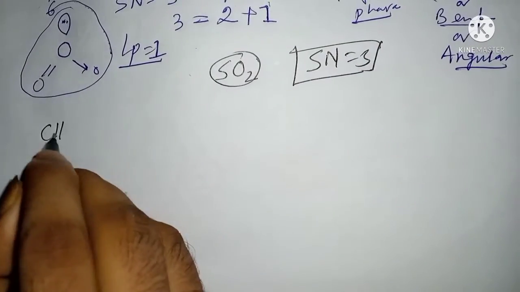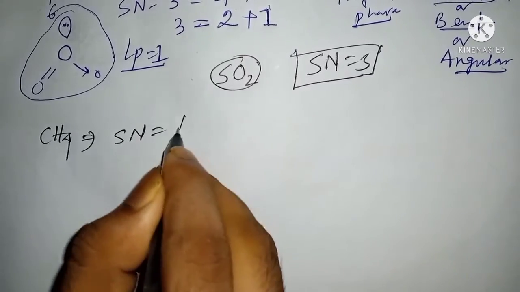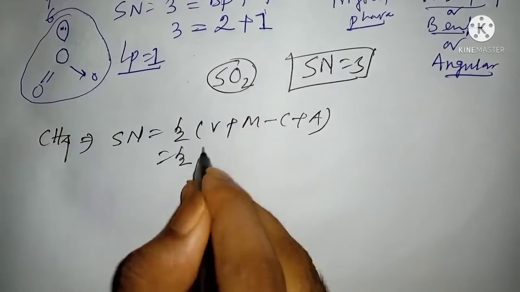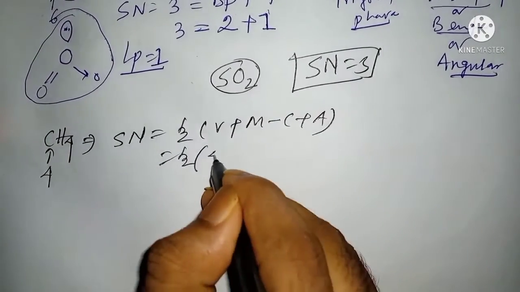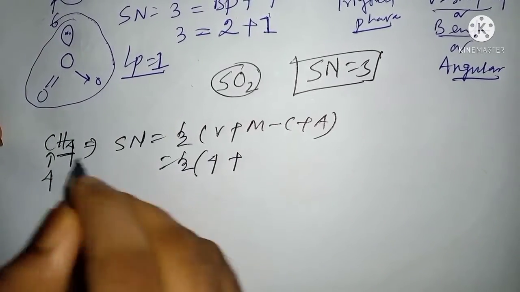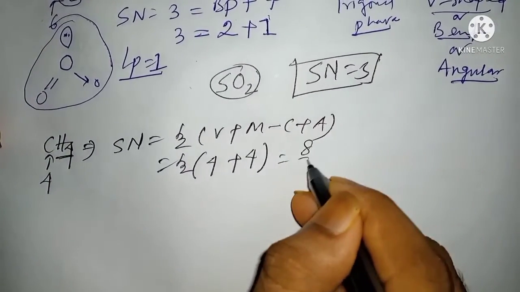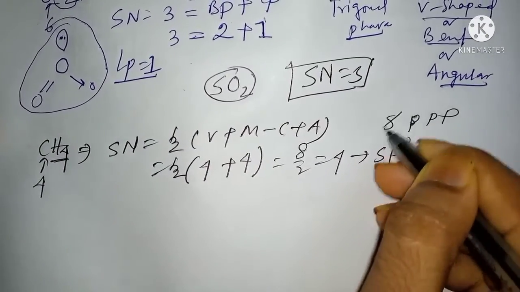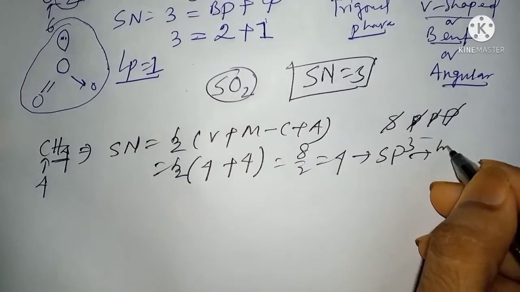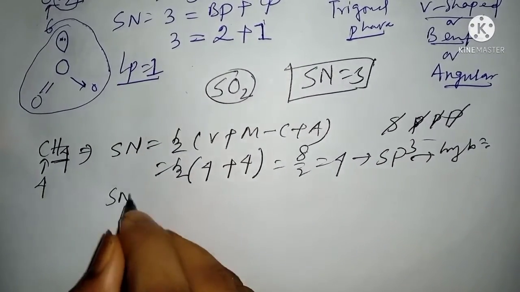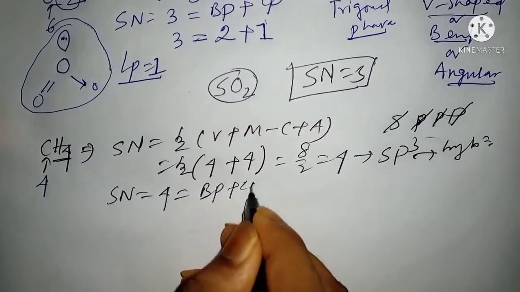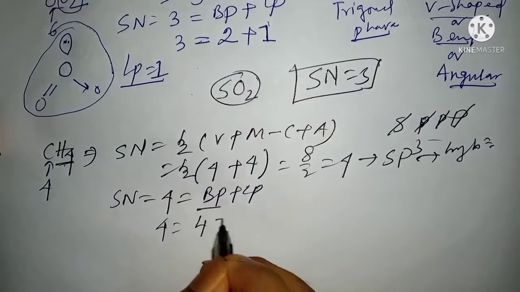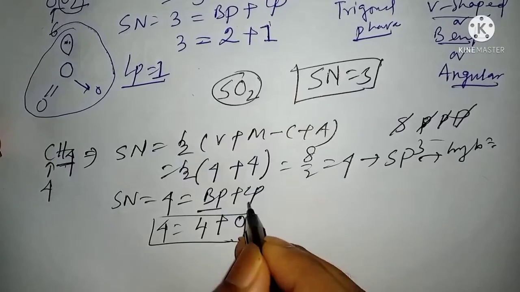The example is CH4. Steric number equals half into V plus M minus C plus A. Half into V: the central atom has 4 valence electrons, plus the number of monovalent hydrogens, 4, so total 8 by 2 equals 4. So 4 means sp3 hybridization. Then steric number 4 equals bond pair plus lone pair. Checking the side atoms, there are 4, so 4 bond pairs, and 4 plus 0 equals 4, so lone pair equals 0.